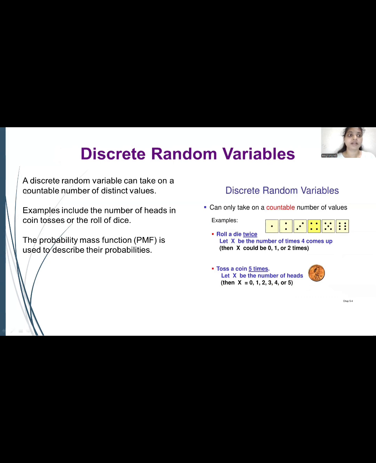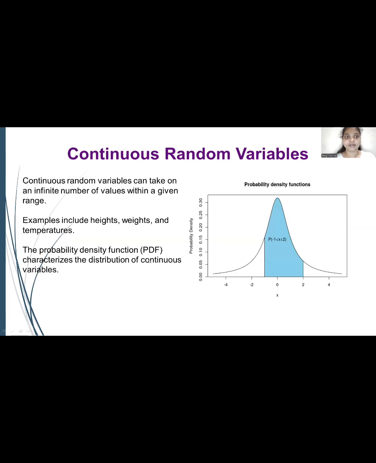Discrete random variables. A discrete random variable can take on a countable number of distinct values. Examples include the number of heads in a coin toss or the roll of a die. The probability mass function is used to describe their probabilities.